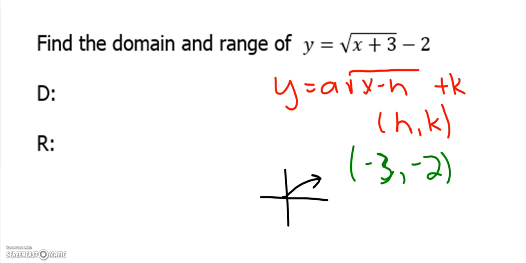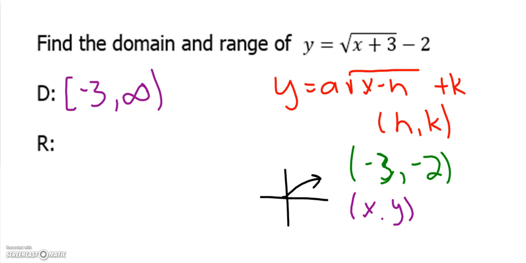So now I'm just going to go straight into my domain and range. So my domain, I'm going to start with my x values, because remember, domain is x. So it goes from negative 3 to infinity. And I'm going to do my range. It goes from negative 2 to infinity. Okay, make sure you use brackets on negative 3 and negative 2, because they are included since they are the vertex.